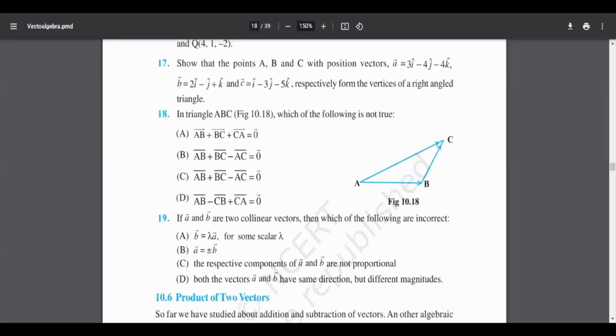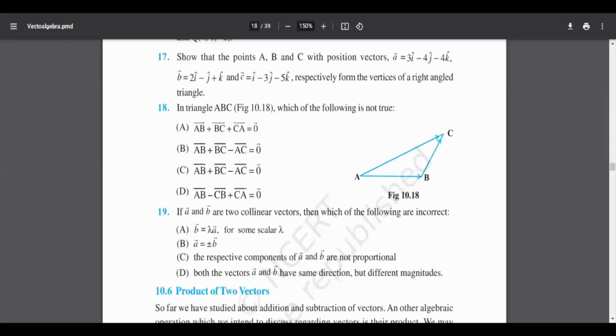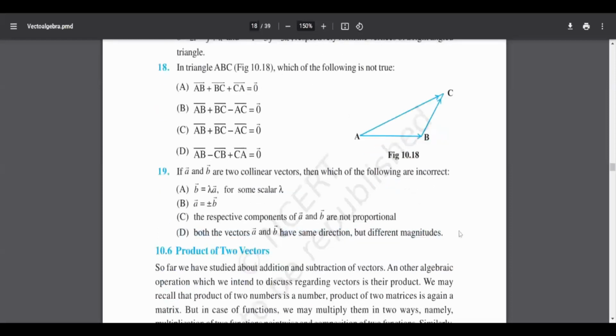The respective components of A and B are not proportional. Are the respective components of A and B proportional? Actually, they are, so this statement is incorrect. So yes, the incorrect option is option B.